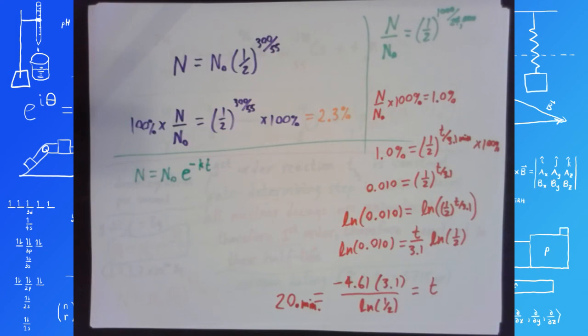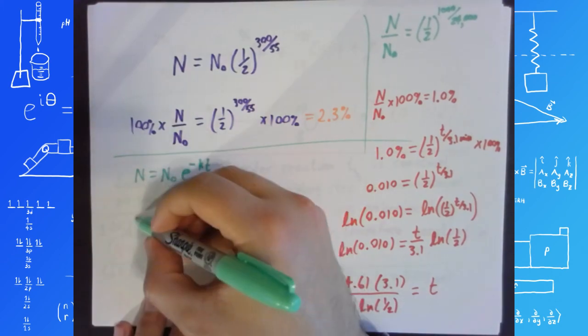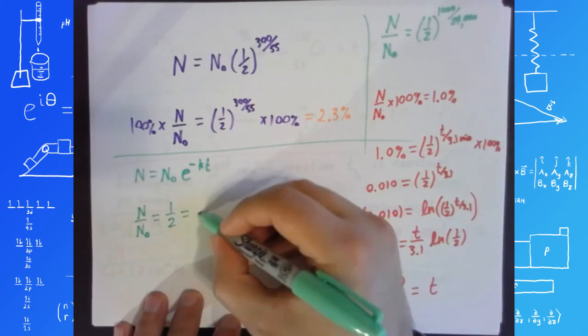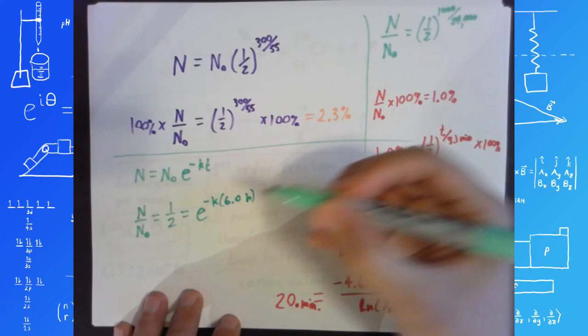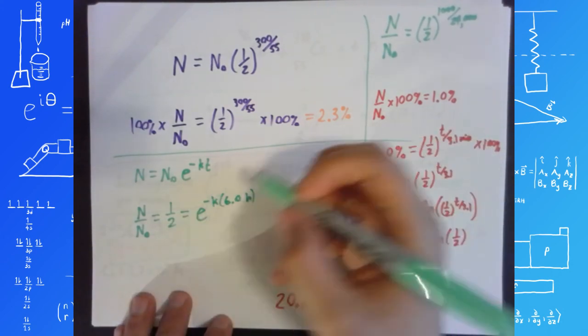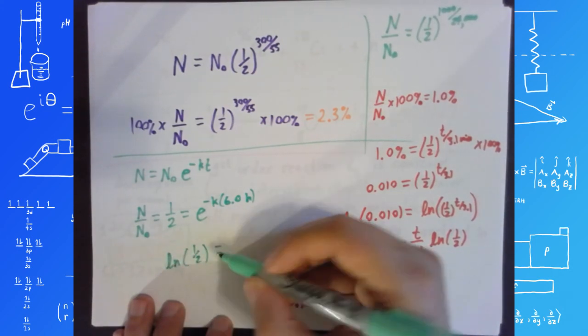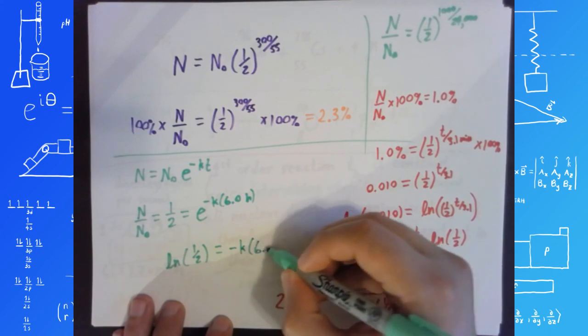So let's see what it said. Calculate the rate constant for the decay of technetium-99 if it has a half-life of 6 hours. Okay, if it has a half-life of 6 hours, then when t equals 6 hours, n over n0 is 1/2. n over n0 equals 1/2 equals e to the negative k times 6.0 hours. And yeah, natural log both sides. Natural log of 1/2 equals natural log of e to anything, which just cancels the e, so equals negative k times 6.0.